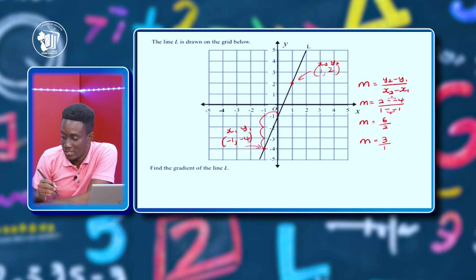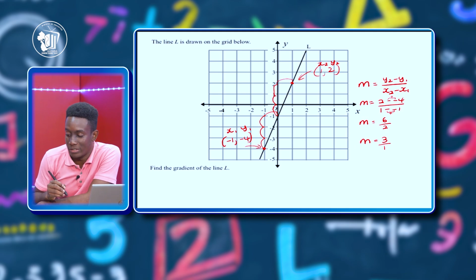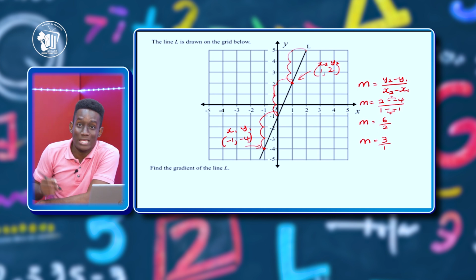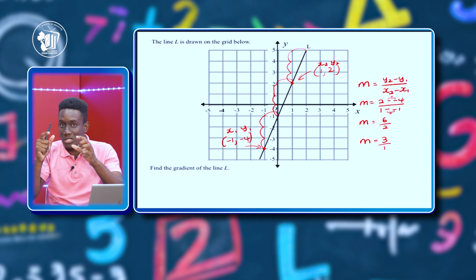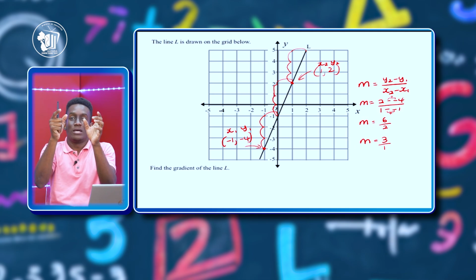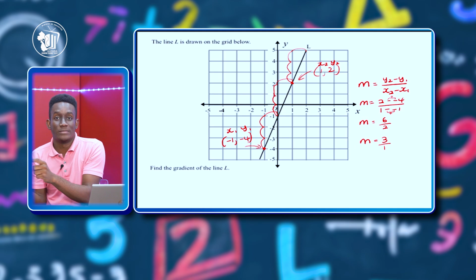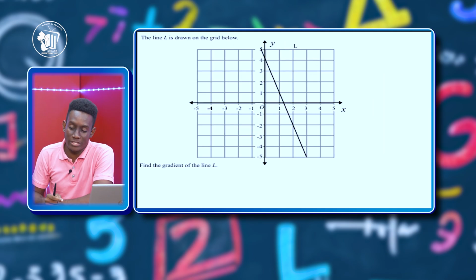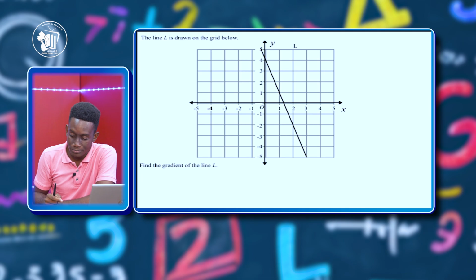So let's try that again. We go up 3 times, 1, 2, 3, and we go across 1 time to meet another part on the graph. And you can try that again. We go up 3 times, 1, 2, 3. We go across 1 time. And that is what the gradient means. Rise over run. You rise up the number of times at the top, and then you go across the number of times at the bottom. Rise over run.